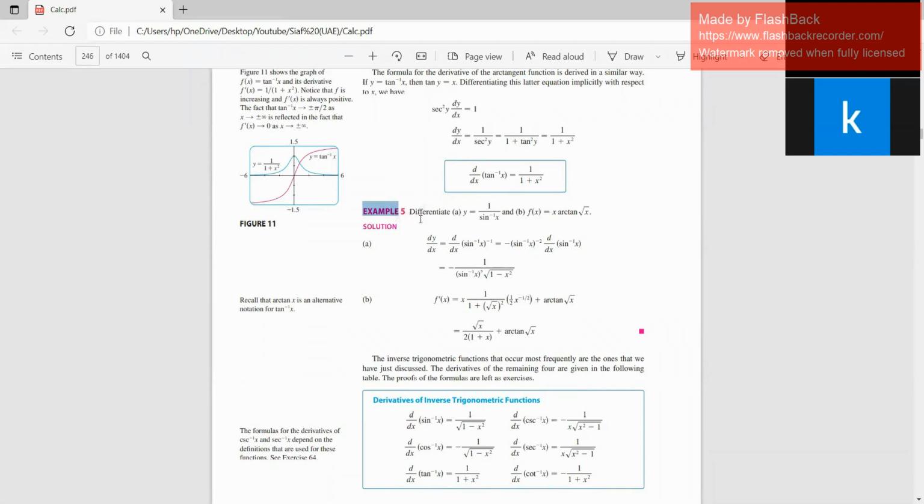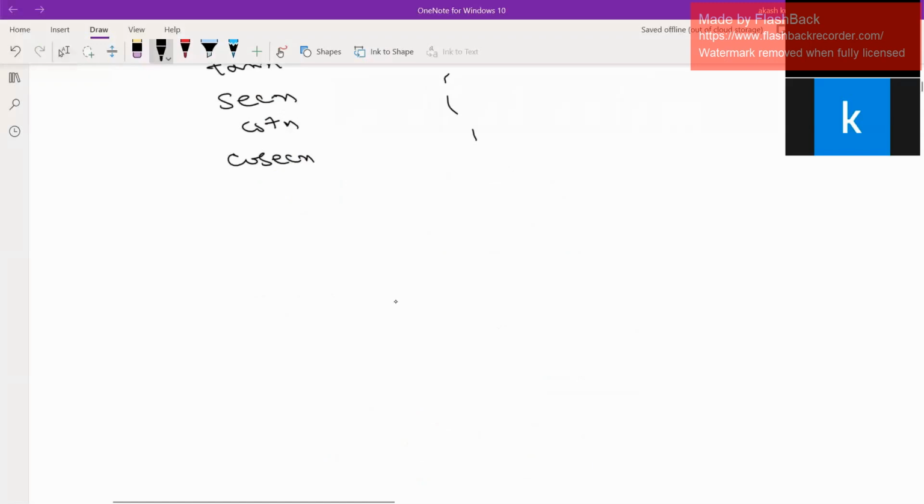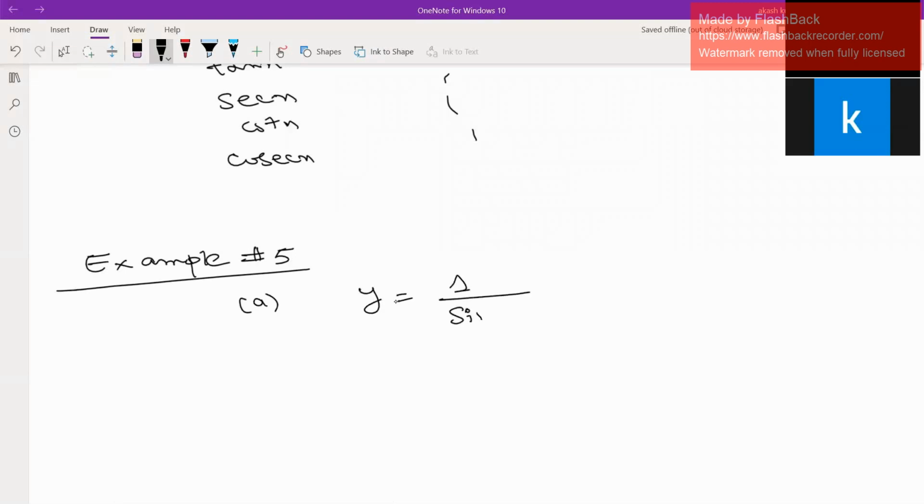So let's do this. The question is: differentiate. The question has two parts. Part A is y equals 1 over sin inverse x, and part B is f of x equals x tan inverse square root of x. Okay, let's do part A and B. It is example number 5. Part A is y equals 1 over sin inverse x, and part B is f of x equals x arctan square root x.